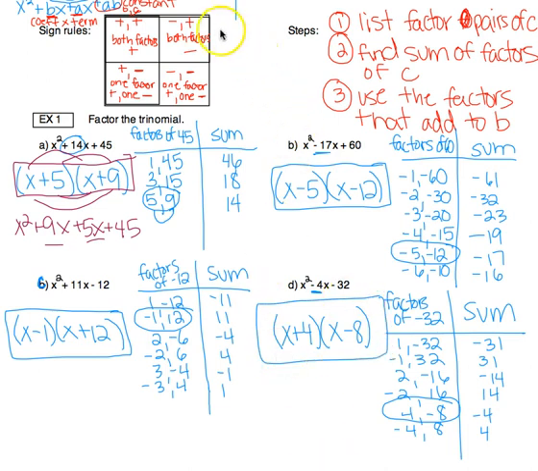All right, so make sure that you have your sign rules in front of you and your steps in front of you. If you do that, then hopefully you'll just become a wizard at these, where maybe you don't even have to always make the chart, and you'll just know by looking at it what multiplies to negative 32 and adds to negative 4. Remember to reach out if you have questions.